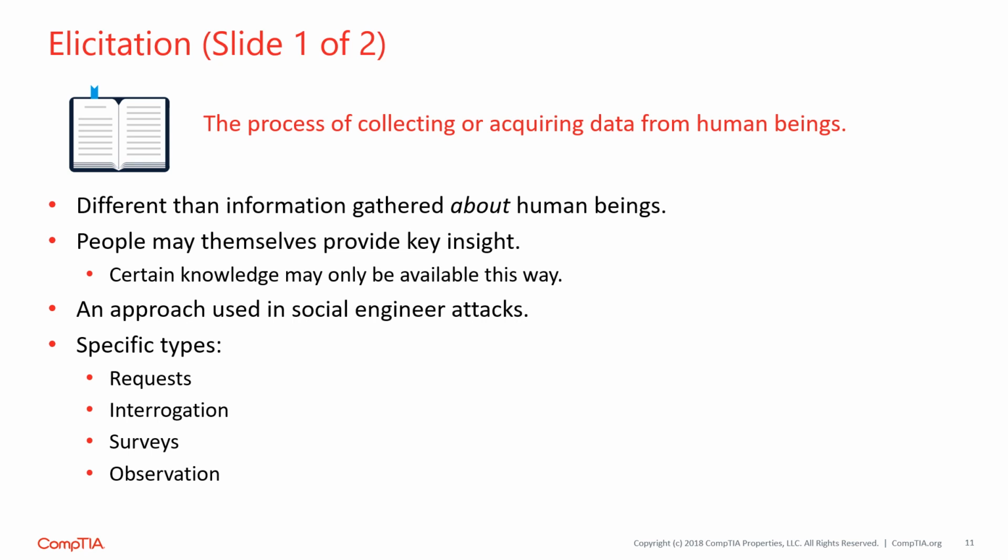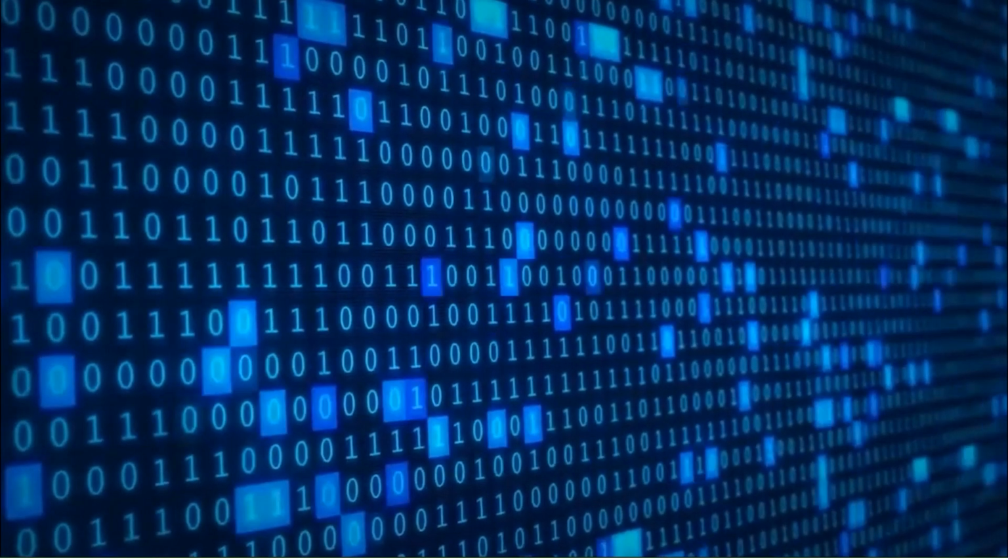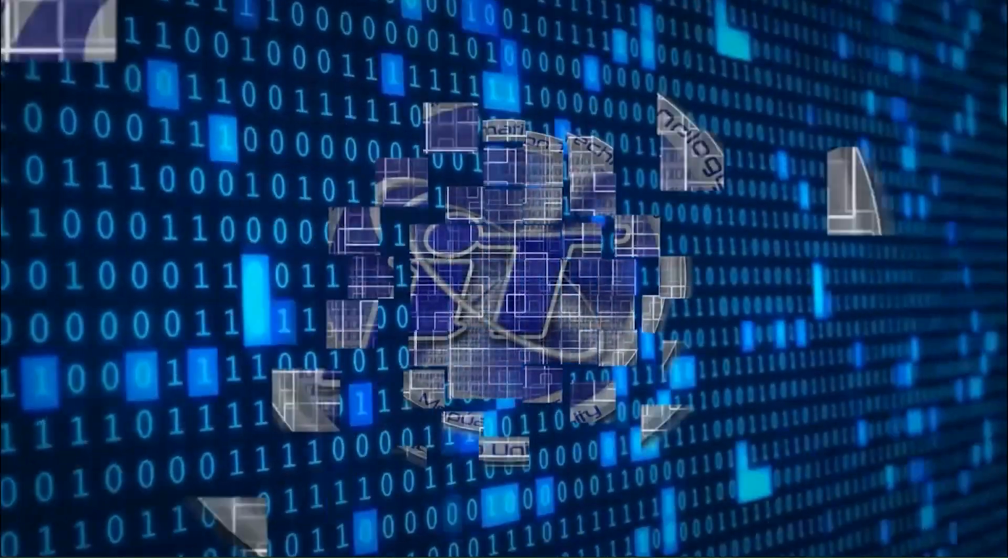And then last is observation. This is where a social engineer examines the target's behavior in a particular environment, with or without their knowledge. A person's behavior and day-to-day routine can provide the social engineer with insight into how they think or act in certain situations.